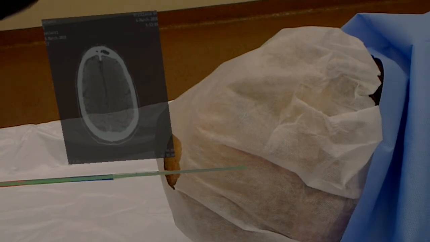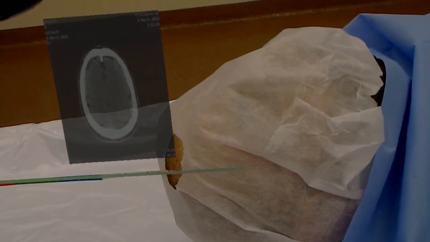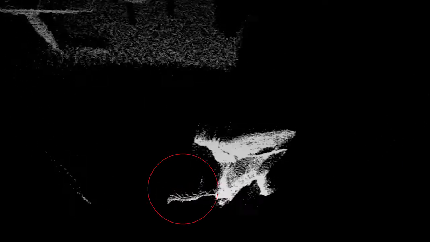Conventionally, catheterization in surgeries relies heavily on the surgeon's experience, as the catheter becomes hard to locate when it has entered the patient's body. Due to its thinness, it is difficult for depth sensors such as Kinect to detect the catheter.